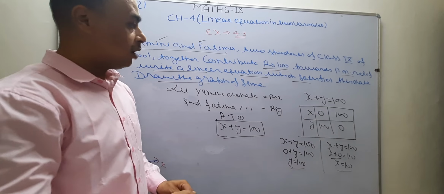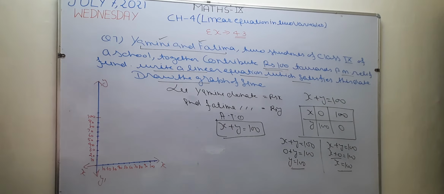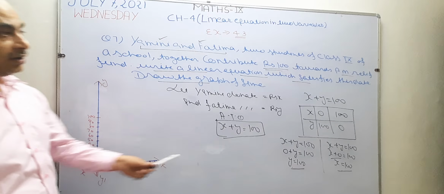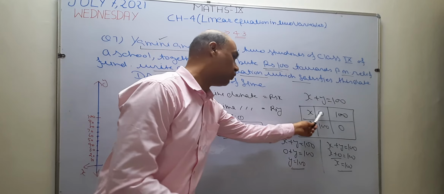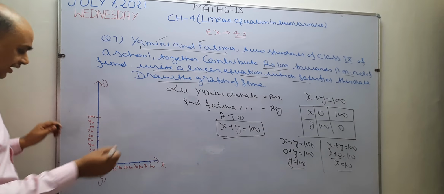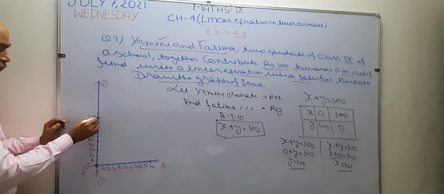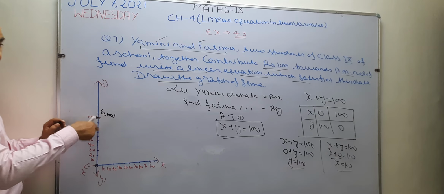Now I have to plot the given 2 points on the graph. See, this is your graph. I write here 10, 20, 100 and 100 here. The first point is x = 0, the next point is 100. So I want to represent 0 and 100 on the graph. So x = 0 is here, this is the origin, and y = 100 is at this point. So the point becomes (0, 100).